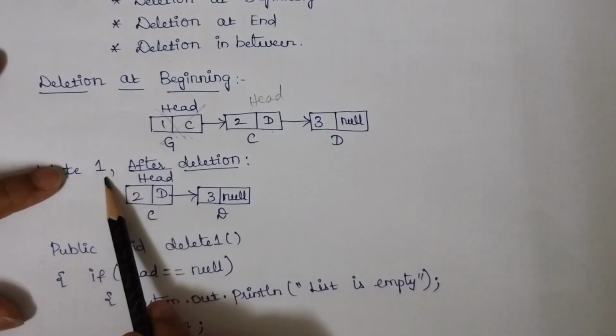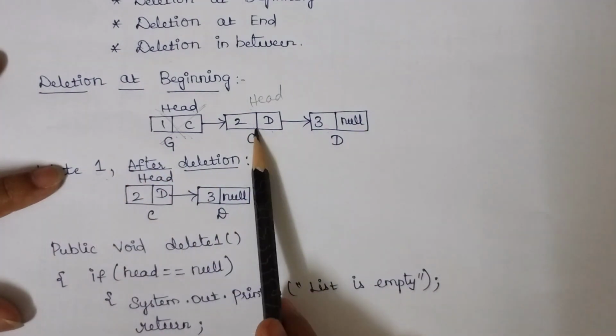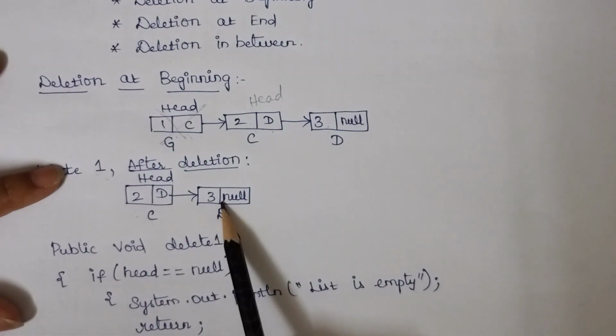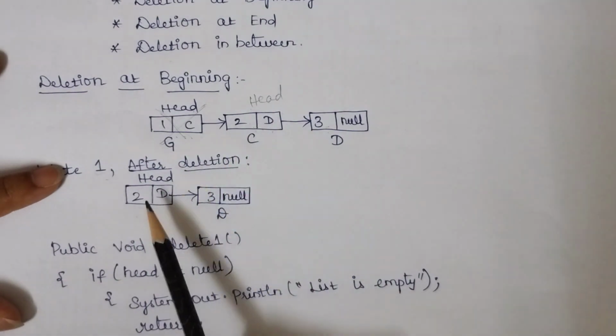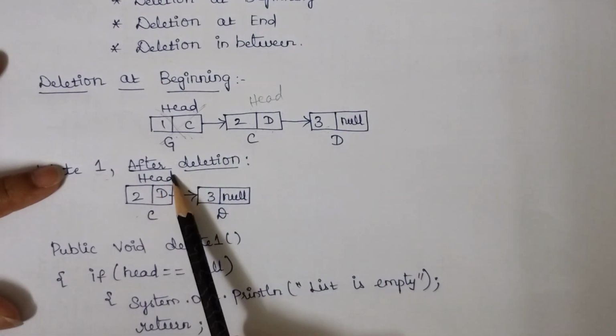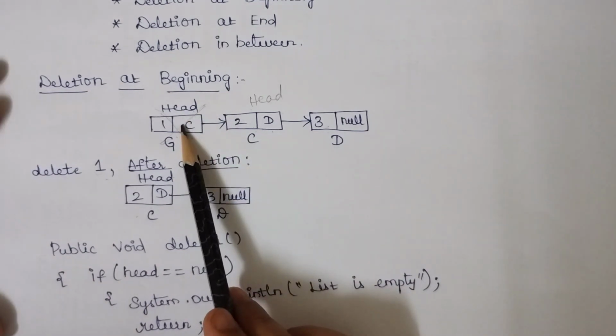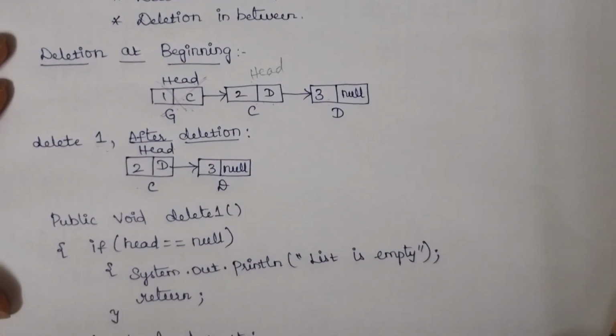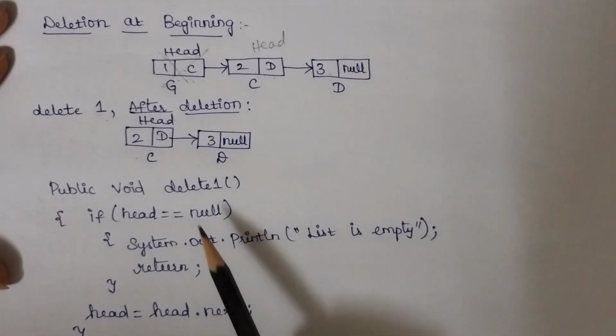After deleting node 1, you can see this is my list, where it has node 2 and the node with data value 3, and now my head is pointing to node 2, because this node was deleted from the list. Now how do we implement that in the form of code? Here is the Java code.